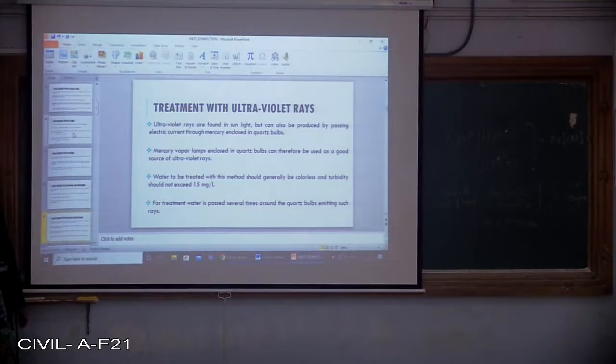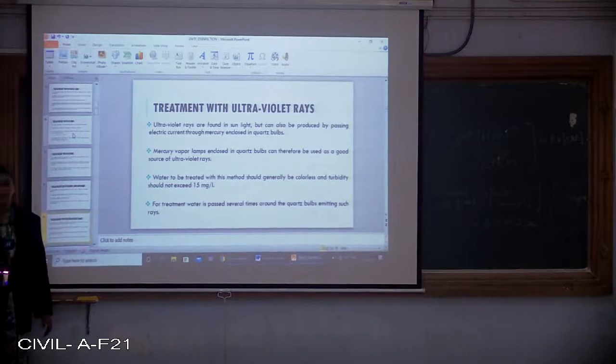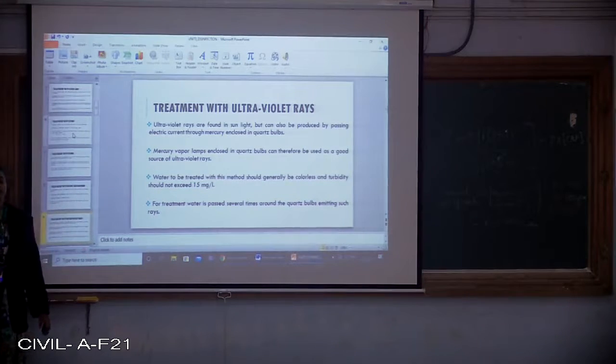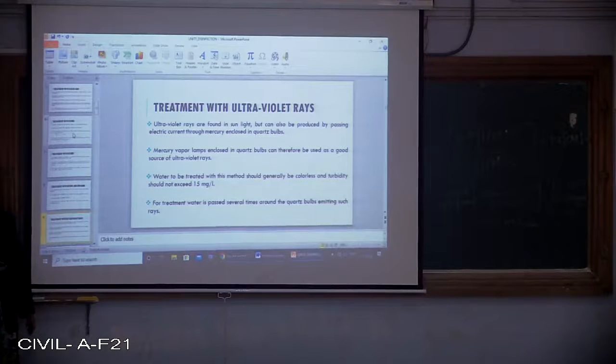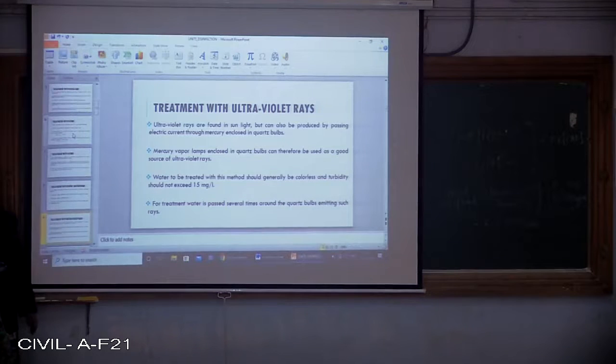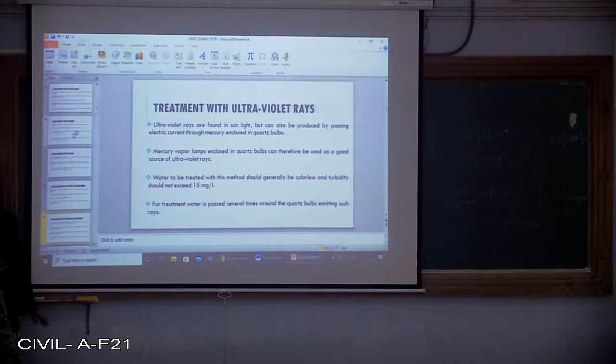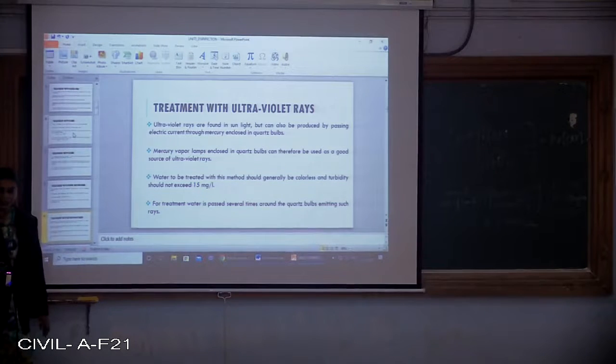Water to be treated with this method should generally be colorless and turbidity should not exceed 15 mg per liter. So whatever treatment we are doing using the ultraviolet rays has some conditions. What are these conditions? It should be colorless, that is, it should not be turbid in nature, and if turbidity is there, it should not exceed 15 mg per liter.